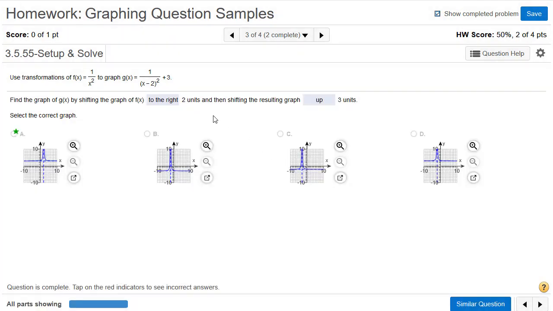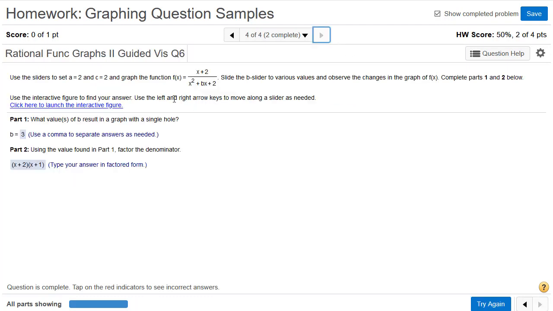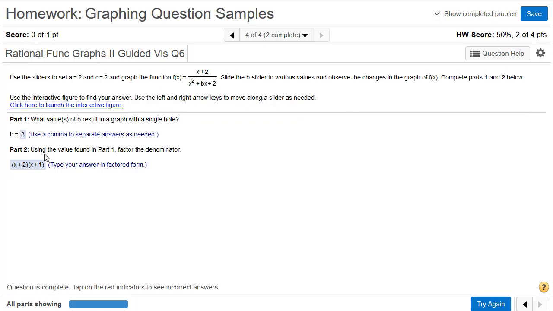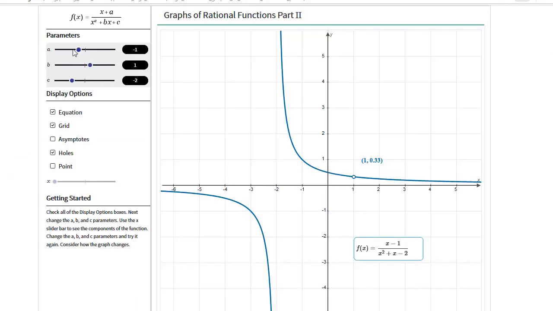One of the things I'm very excited to show you here in a minute is some new GeoGebra questions coming to many MyLab courses. But even with rationals, we also have interactive figures to work with. Here the question instructs the students to set a and c to 2, and then asks what value of b will result in a single hole in the graph.